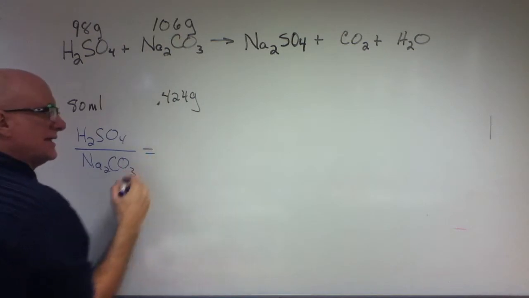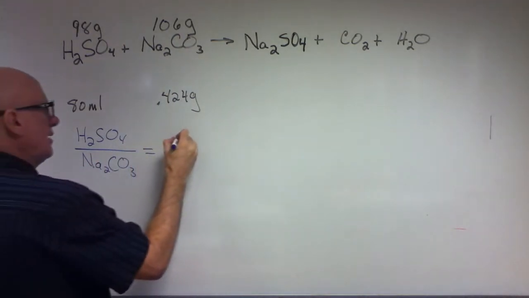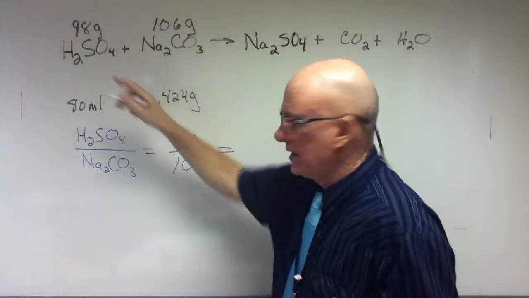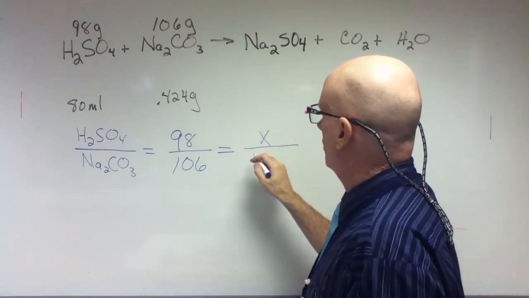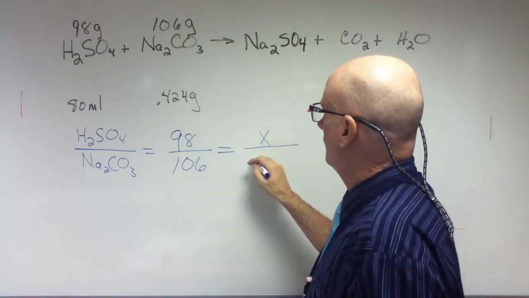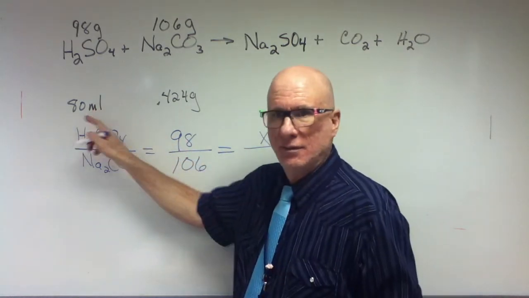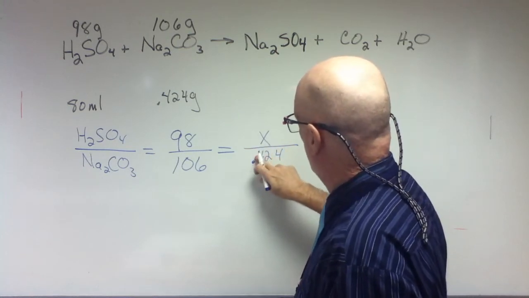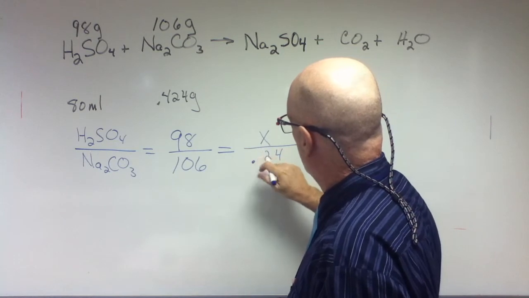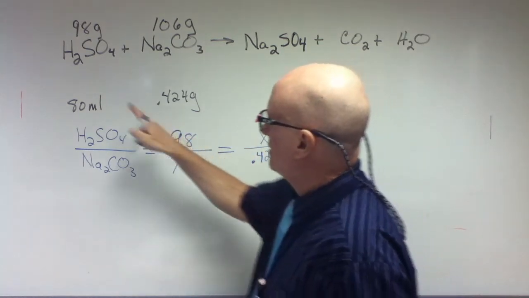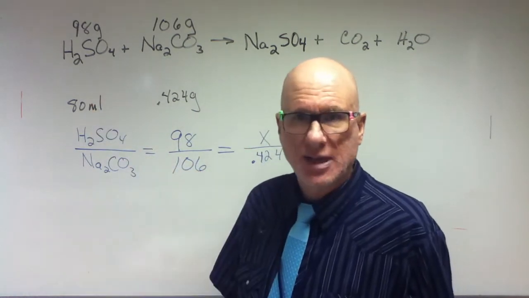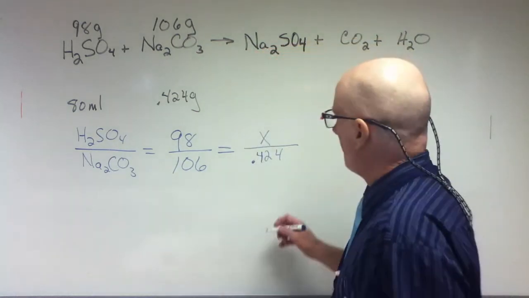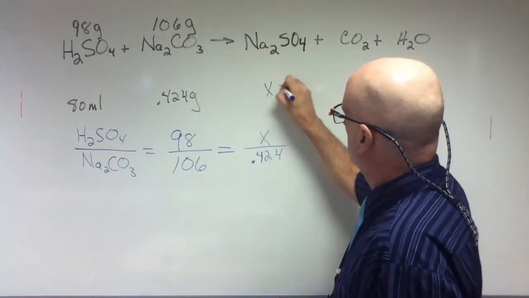98 over 106. 98, did you say? Yeah, 98, that's okay. 0.9245. And I'm looking for this mass here. So this is going to be X over what? 0.424. Andrew, what I'm trying to do is find the mass of this that's going to be in that 80 milliliters, because I want to know what is the concentration of that solution. Okay?